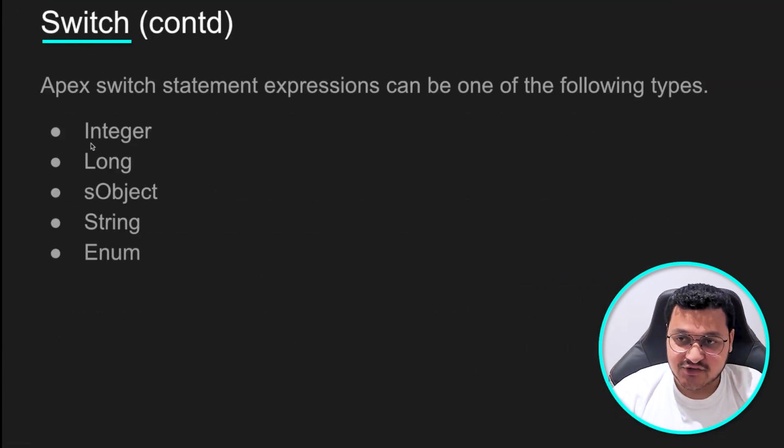You can use the expression on integer. You can use it on long data type variable. You can use it on sObject. You can use it on string, and you can use it on enum. We have covered all of these except enum. We will cover enum in future videos. For your understanding, for the time being, just understand that enum is a constant, just like the way we created at the top of the Apex class. So it's a constant value. So we'll look at enum in the upcoming videos.